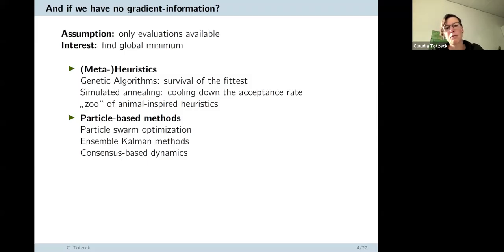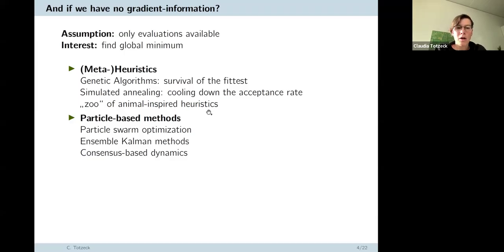And here there are some proofs of convergence available. And yeah, this is a nice method, which is also related later on to consensus-based. I will show you later.